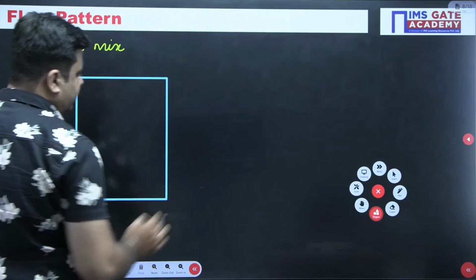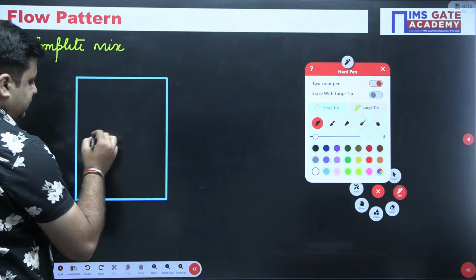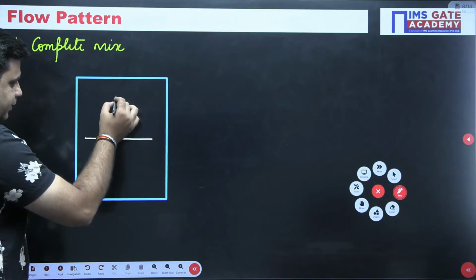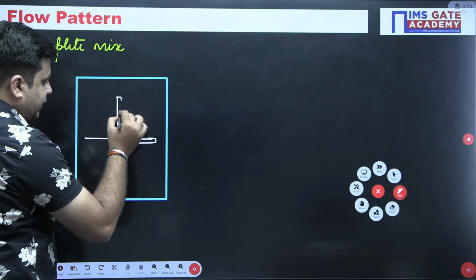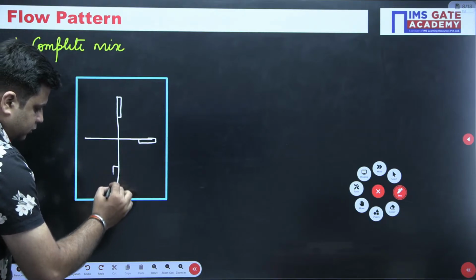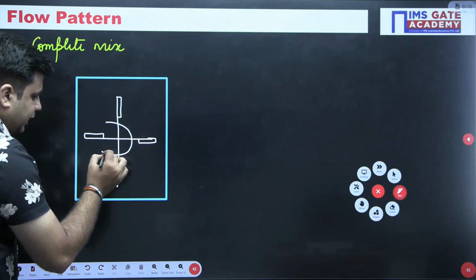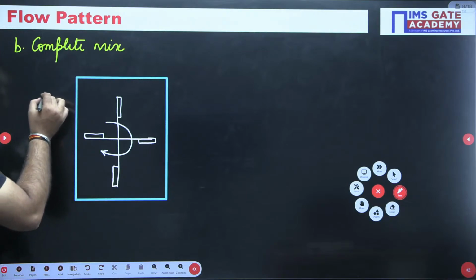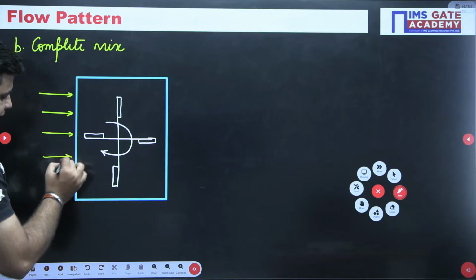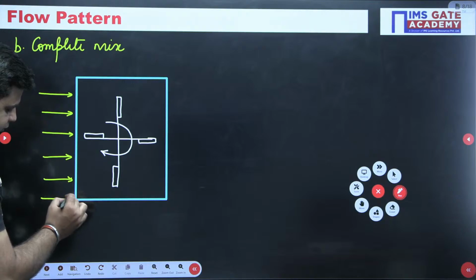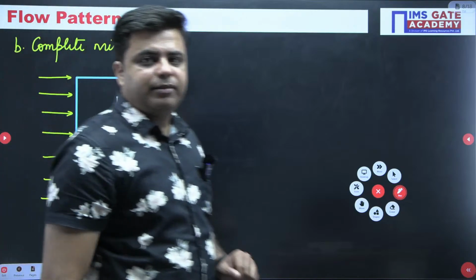In this aeration tank, there are mechanical mixers present like this. These mechanical mixers rotate like this, and when wastewater is applied to the aeration tank, these mechanical mixers are going to completely mix the organic matter with the microorganisms.